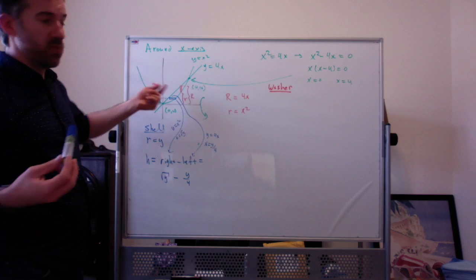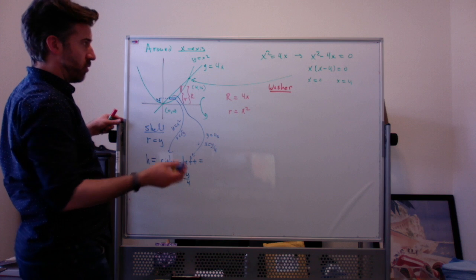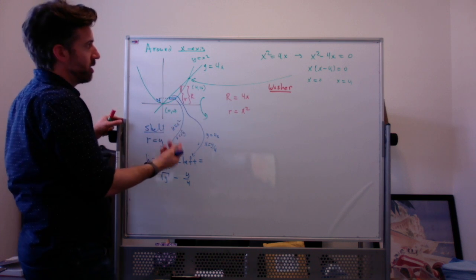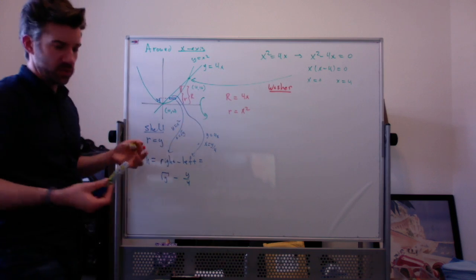And then if you didn't want to graph it, you could see that 4x was the function that's further away by plugging in a point between 0 and 4, like 1. If you plug in 1, 1 squared is 1. If you plug in 1, 4 times 1 is 4, and 4 is bigger.